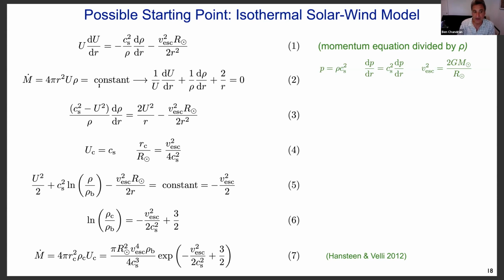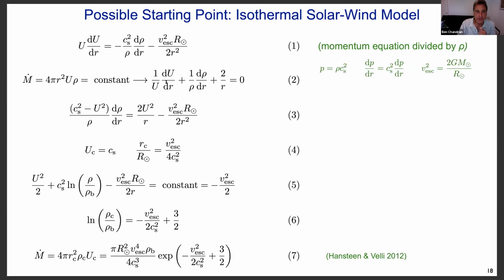And that is independent of r in steady state. You take the derivative of this, and then you divide by m dot, and you arrive at this equation 2. This is basically just the continuity equation of mass conservation for this spherically symmetric system.